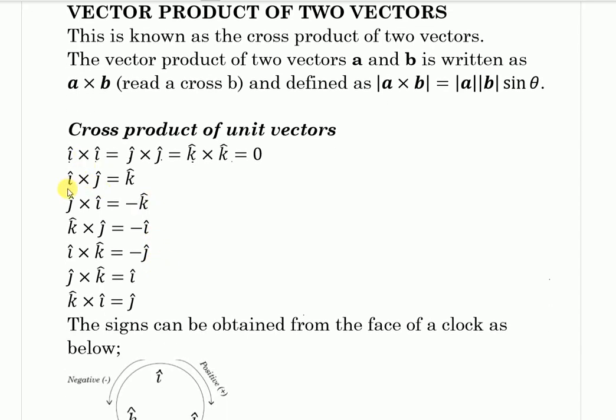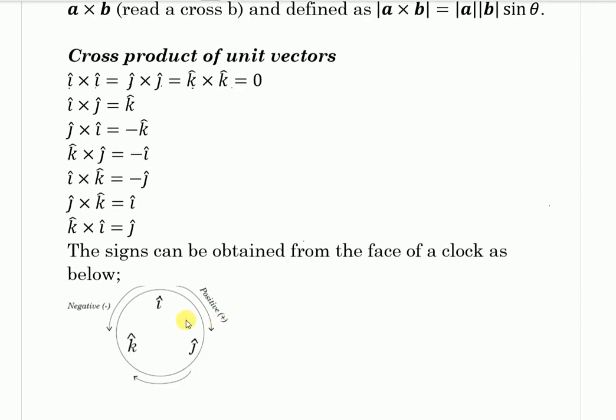But those which are dissimilar, which are not the same, like i and j, when you cross them, you get k. j cross i, you get negative k. k cross j, you get negative i. i cross k. This one may be daunting to remember, but we have a scheme here that can enable us to remember.